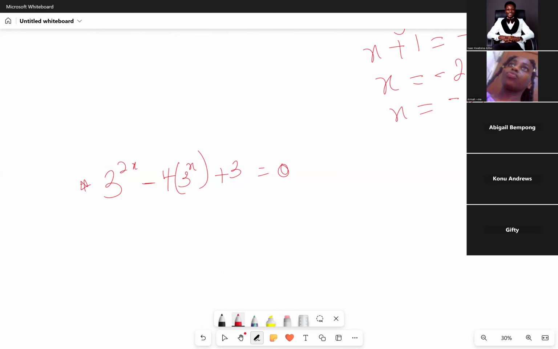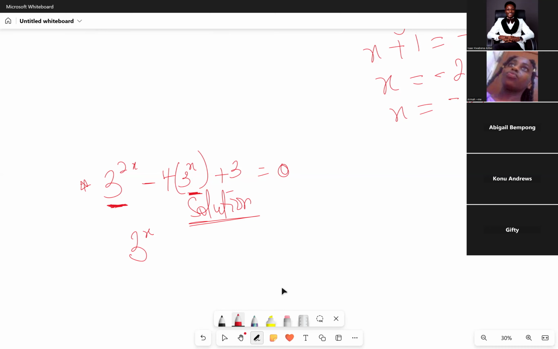See, this 3 exponent x here. I see 3 exponent x from this thing. So I want to have 3 exponent x, then we make it useful, because this appears like a quadratic. Watch. This 3 exponent 2x, I can make it 3 exponent x.